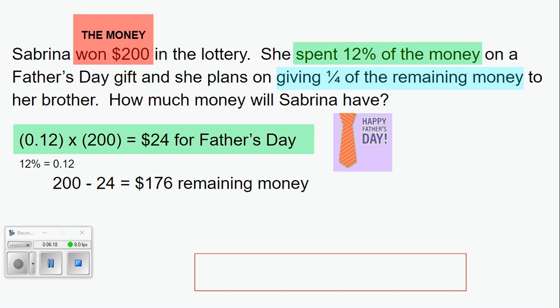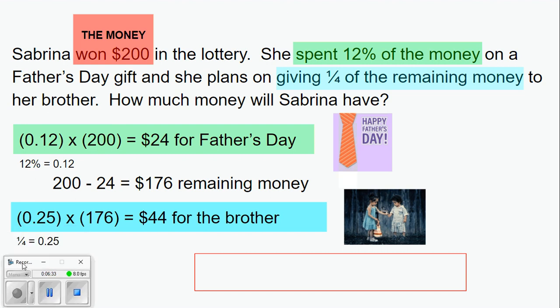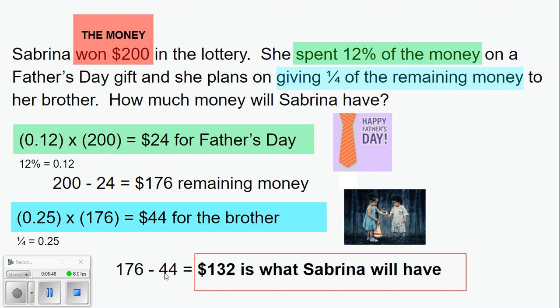Now she's going to give a fourth of that to her brother because she wants to share, because maybe she's thinking, well, the lottery, I won, I'm lucky, let me be nice and share with my bro so he won't be so annoying. So you guys know that a fourth is 25%, which is 0.25. So she's going to give 25% or 0.25 to her brother. And remember, she only had $176 left after the Father's Day gift. So now she gave 44 to her brother. Awesome. She'll have $132 left over at the end of all of that.